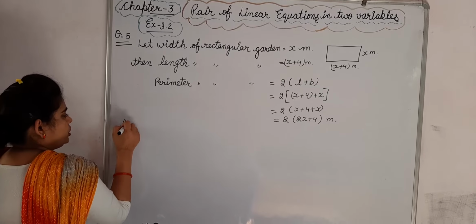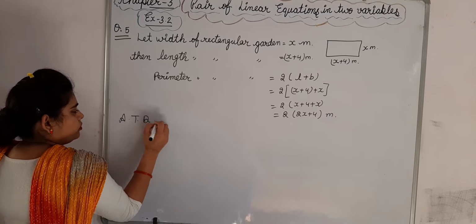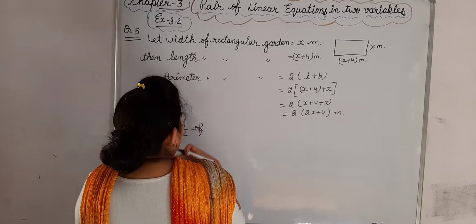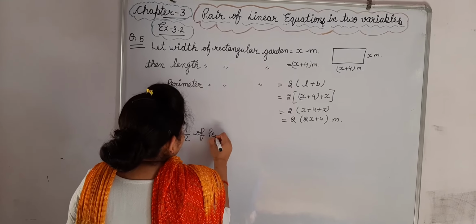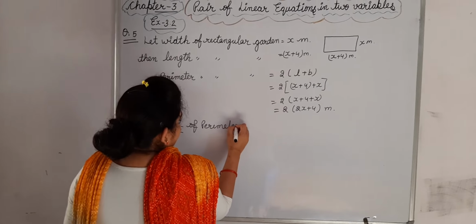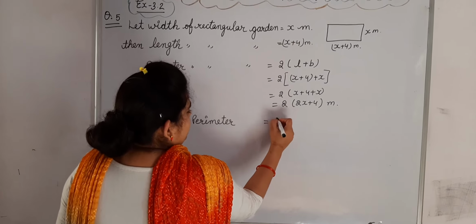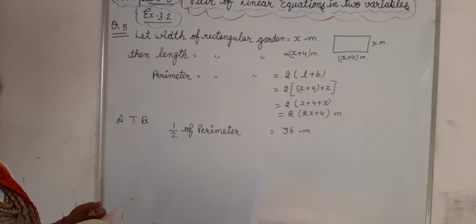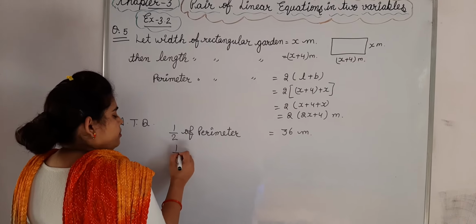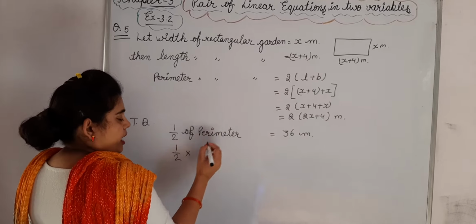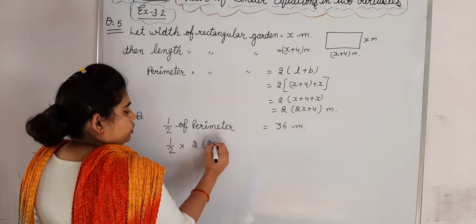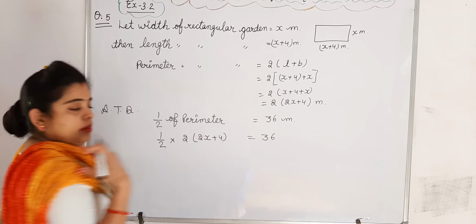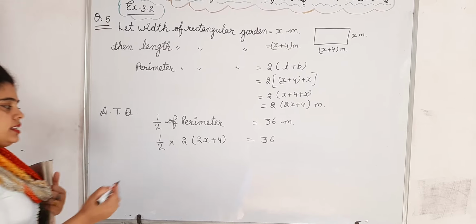Now according to question, 1/2 of perimeter is equal to 36 meter. It is given. Then 1/2 of means multiply. Perimeter is 2 into 2x plus 4 is equal to 36. From here we have to find the value of x.